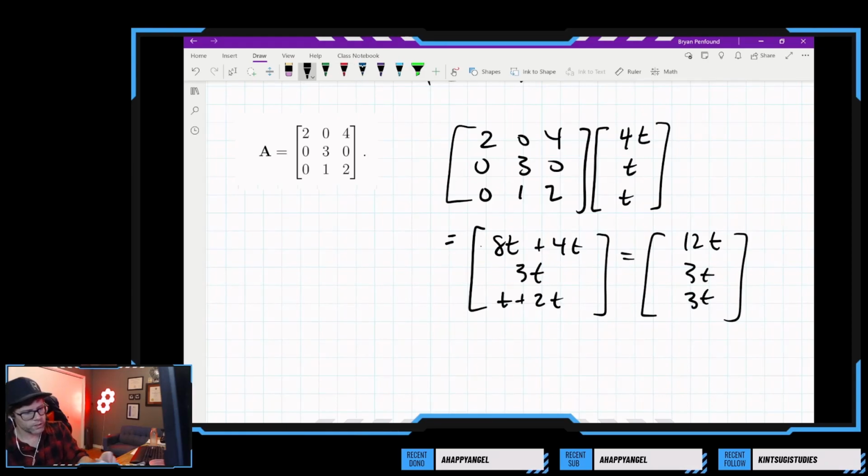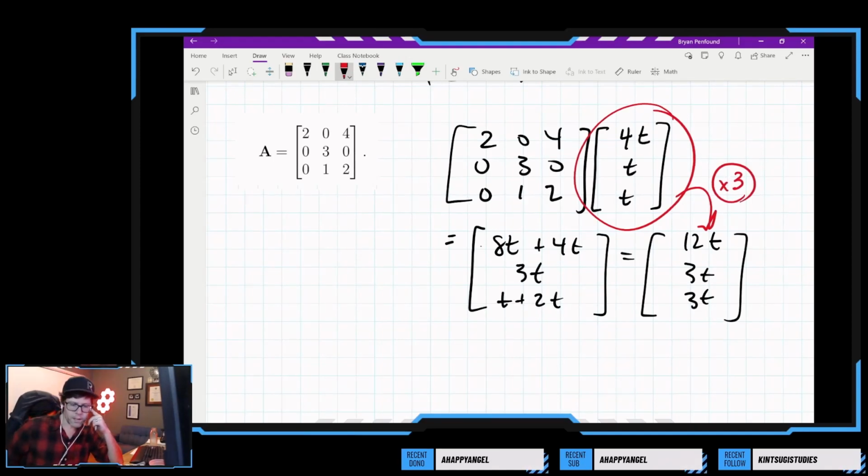And so what I notice is that as we move from here to here, we've actually multiplied by 3. So 3 represents the expansion, or extension of this vector. So this initial vector 4t, t, and t gets scaled up by a factor of 3 when we do a left-sided multiplication by A. So that's cool. I think that's the one we just got for lambda equals 3. So I'm happy with that.